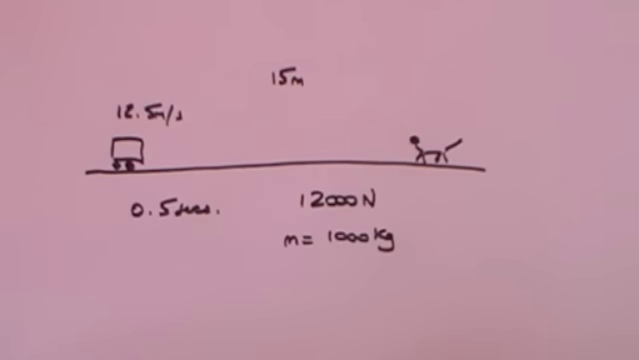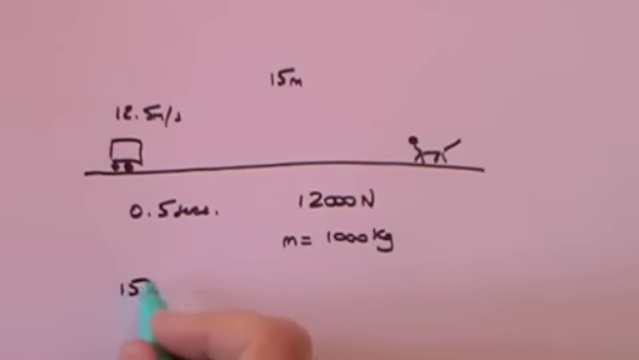What is the speed of the car in miles per hour? How far does the car travel during the thinking time before the brake is applied? How far does it travel after the brake is applied? And finally, will the car hit the dog? We'll make an assumption that 1,500 meters is equal to 1 mile.